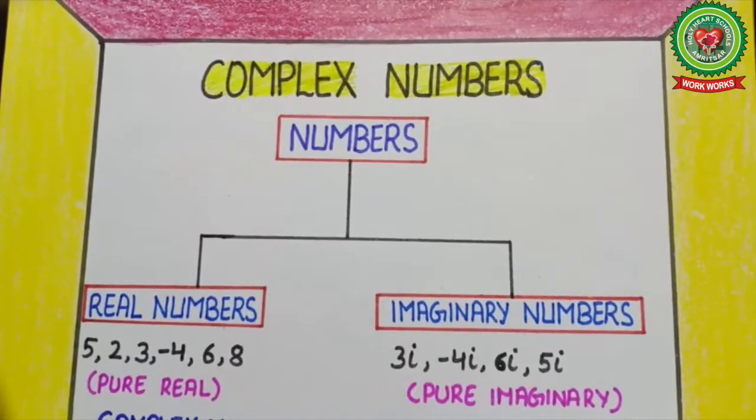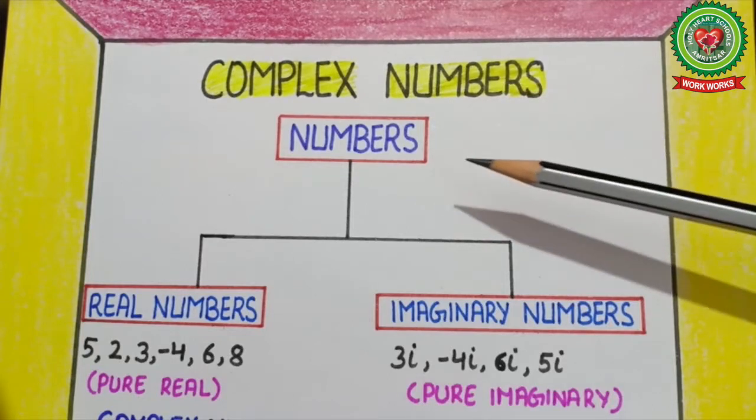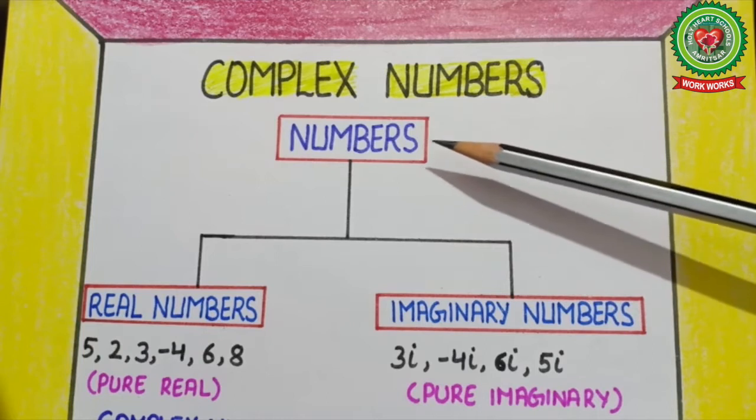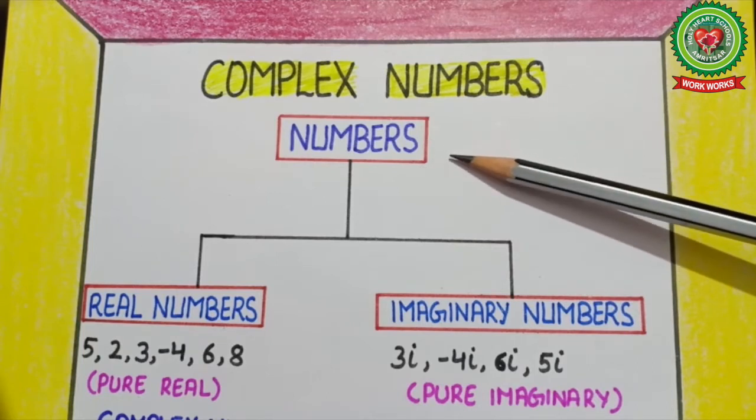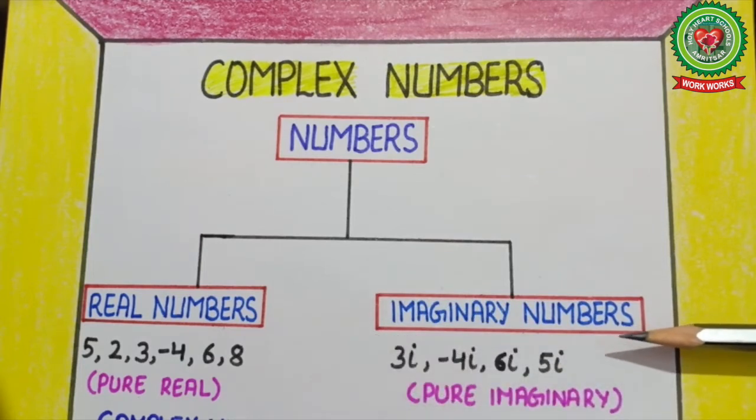So, first of all, numbers. Now, we have already done that type of numbers in quadratic equation, real numbers and imaginary numbers. So real numbers are in the form of 5, 2, 3, -4, 6, 8 and so on. And these numbers are also called pure real number.